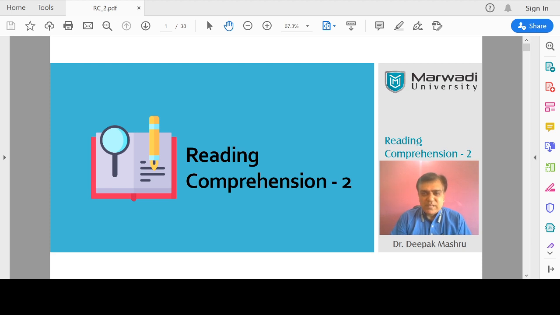And today we are going to discuss the remaining part of Reading Comprehension 2. I have given it the number 2 because earlier, in the last session, we talked about session 1. So what shall we do in this session?